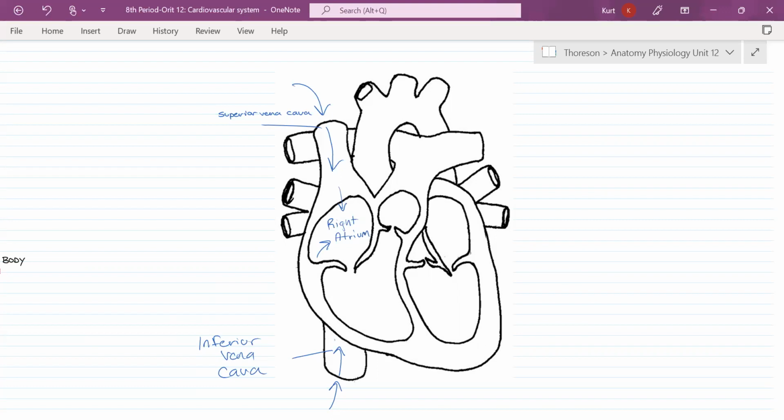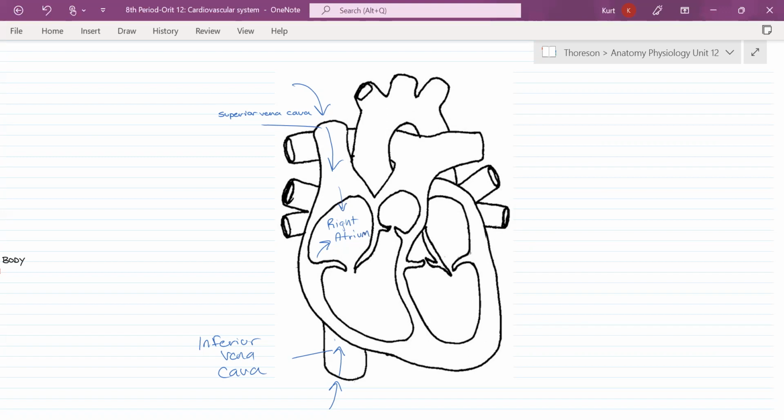Now, maybe one or two of you are thinking, wait, that's my left side. Why are we calling it the right atrium? You're right, that's your left. But when you're looking in a mirror, left is right and right is left. You have to look at it from this side. This is my right atrium. This is my right arm. This is my right side. This is my left side. Okay?